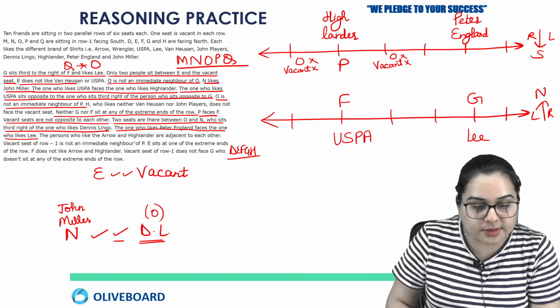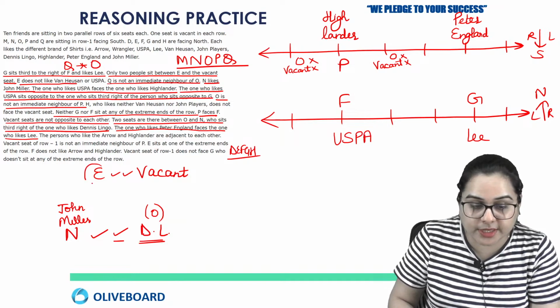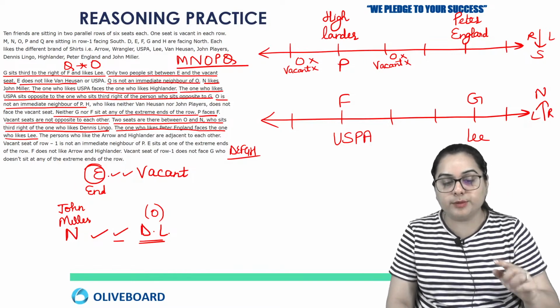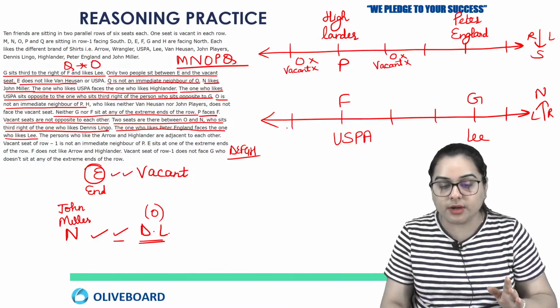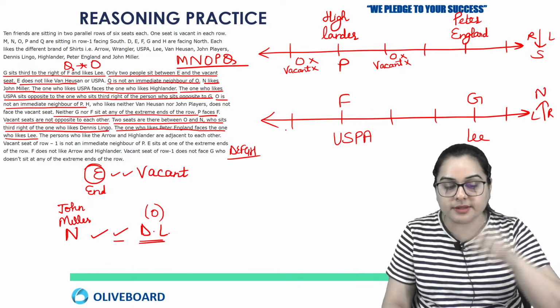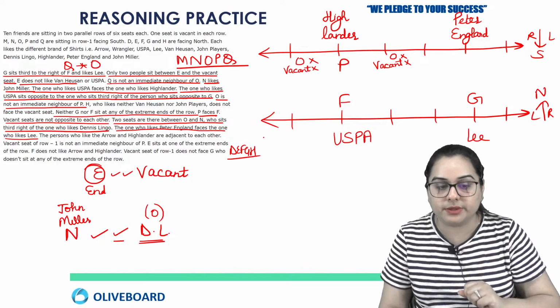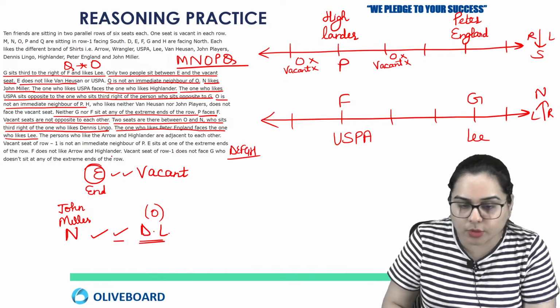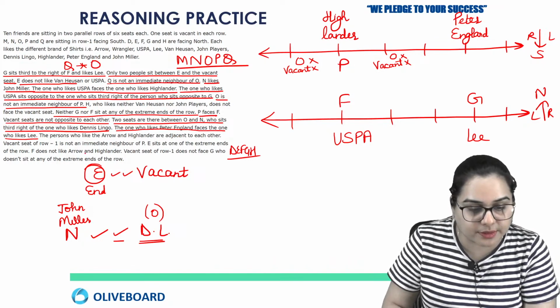Okay. So this clears that E sits at one of the extreme ends of the row. Now E is sitting at the end. Already he has told you that E is sitting at the end, but still we have a doubt because we are not sure whether that is the left end or the right end. Okay. So next is F does not like Arrow and Highlander. So that's fine. It will obviously not like Highlander and Arrow because F is in the north facing row and Arrow and Highlander will be in the south facing row. Okay, so this information we do not need anymore.